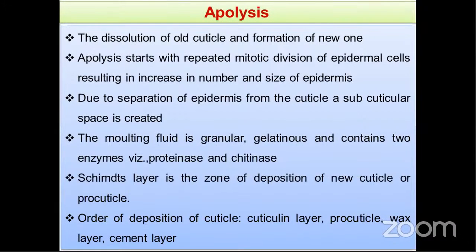Then the procuticle, which contains exocuticle and endocuticle, and then, side by side, the wax layer and cement layer, from bottom to top. But the first layer formed is the cuticulin layer, you can remember this one. First the cuticulin layer, followed by exocuticle, endocuticle, then wax layer and cement layer. This is the order of deposition of the cuticle.